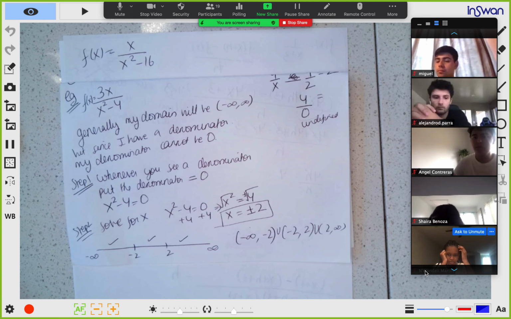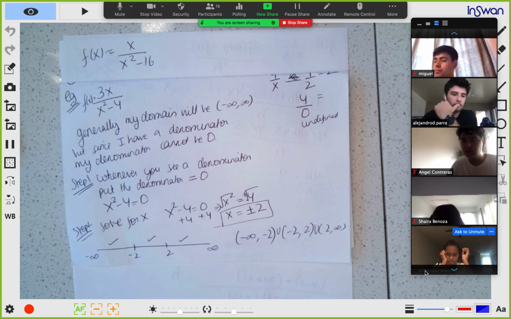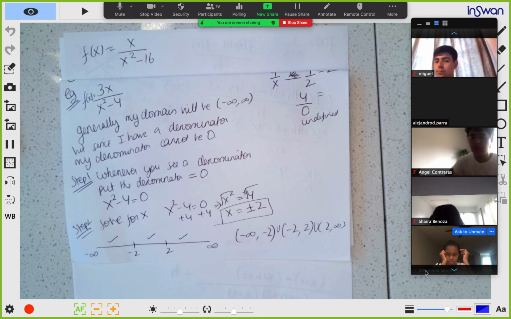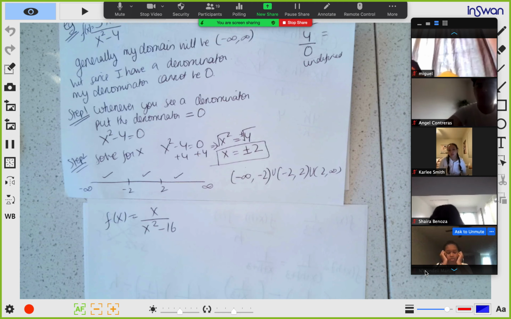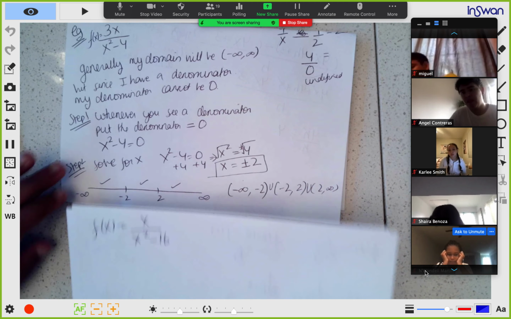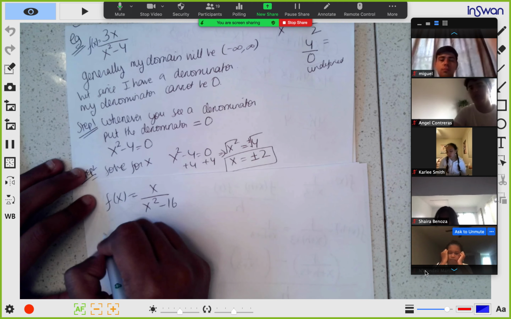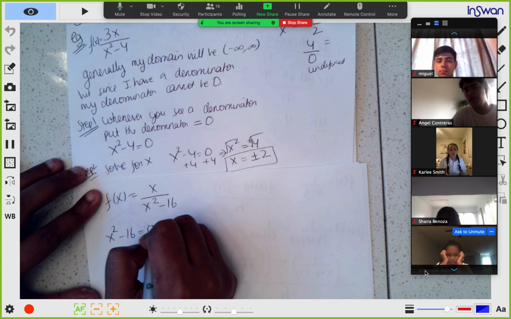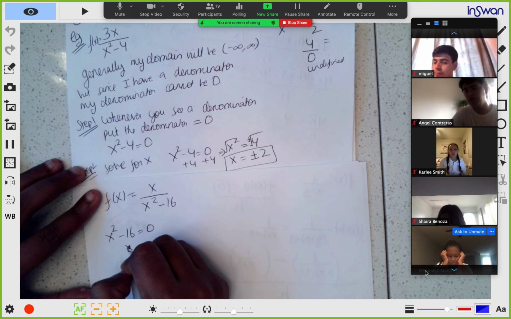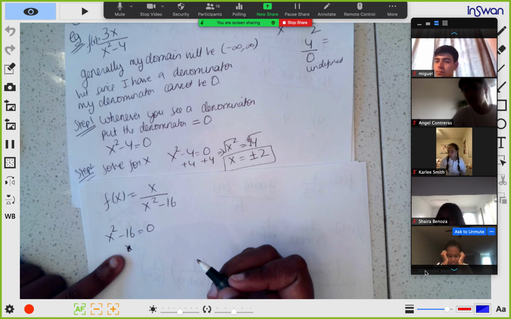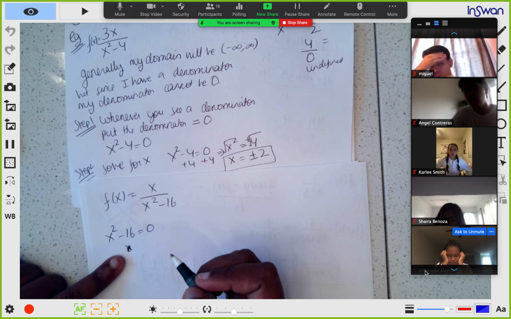Alejandro, can you tell me how to do this problem? Yes, I can. So you first set the denominator equal to 0 as your first step. So it'll be x squared minus 16 equal to 0. And then you solve for x. You add 16 on both sides.